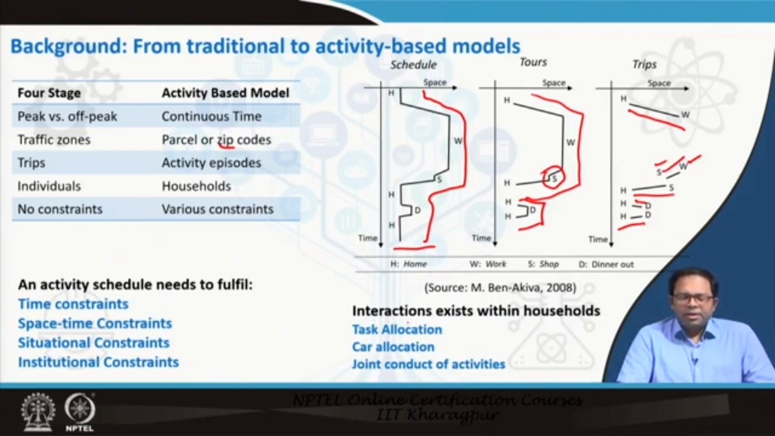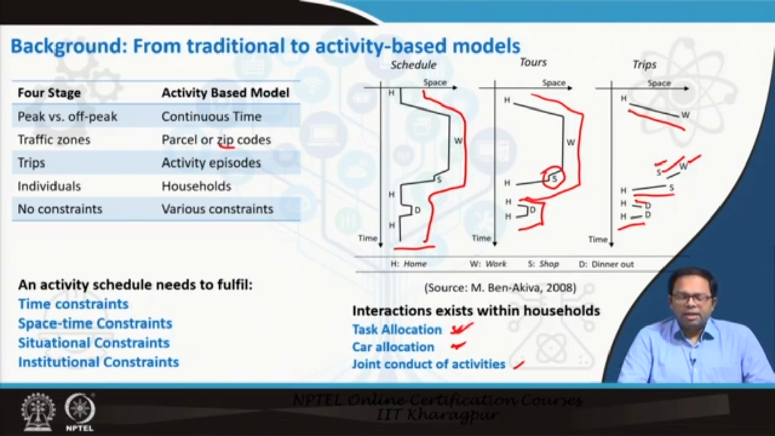So in addition to all this, there are a lot of interactions that exist between households, like task allocation, car allocation, and joint conduct of activities. That means some activities are performed by two individuals of a household together. Sometimes there is only one car in the household, who will use that car? Sometimes a task has to be done, like I need to buy something from the market, who will go to buy something from the market?